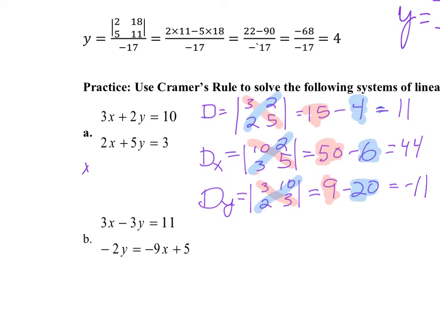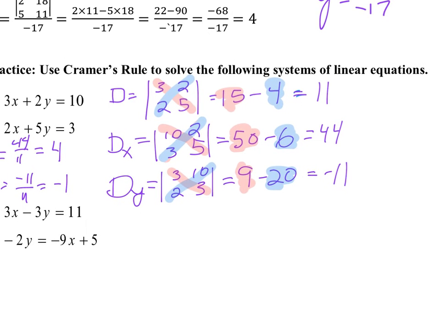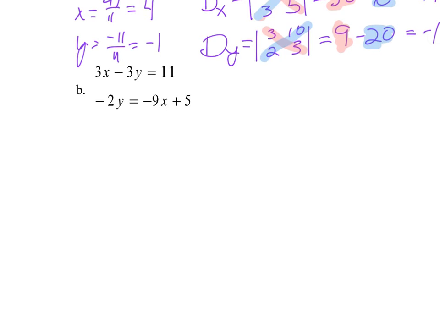All right, so x is 44 over 11, which is 4. And y is negative 11 over 11, or negative 1. So our answer would be 4, negative 1. All right, let's look at the next one.